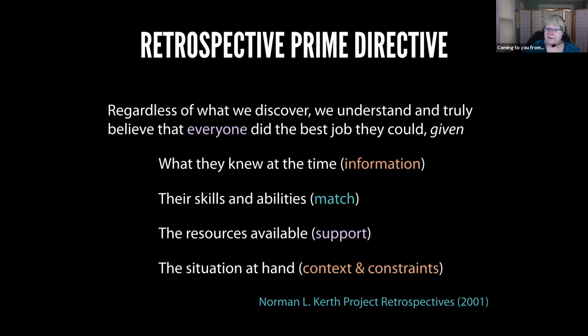So did they have the information they needed? Were their skills and abilities a good match for the job they were given to do? Did they have the right resources, all kinds of support? Did they have permission to make decisions, and so on? And what else was the situation at hand? Did they show up with a cold that day? Was the air outdoors smoky? Were they suddenly dumped into working online when they had no experience doing that before? So what are the context and constraints?